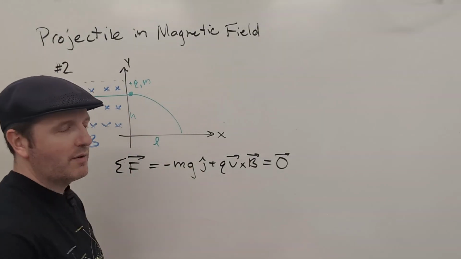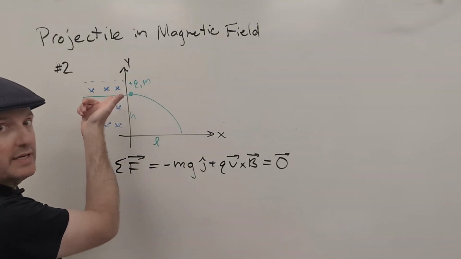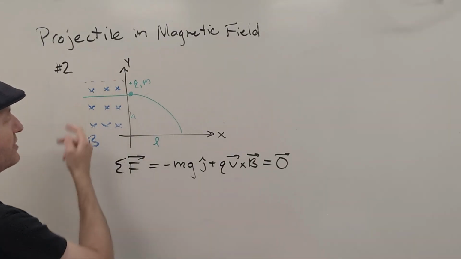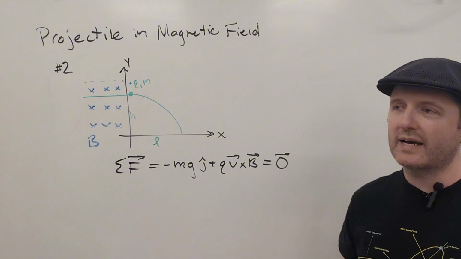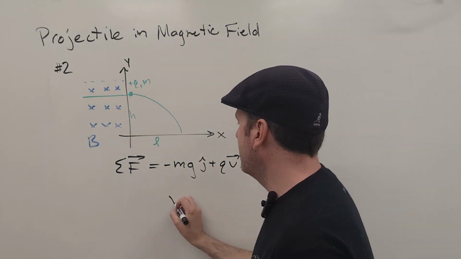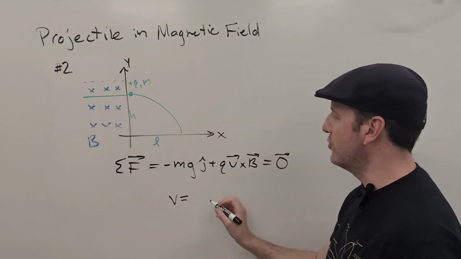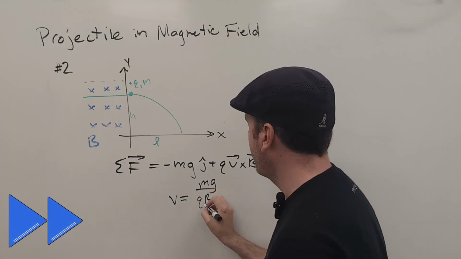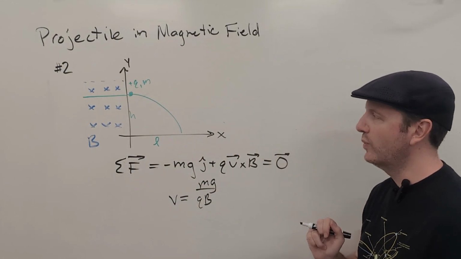The exact same argument from before follows through. You can do your right-hand rule. Remember, v is this way, b is into the board, so my magnetic force is up. And then the magnitude of v cross b will just be vb times the sine of 90 degrees. So from all of that, I can immediately solve for what v is. I'm just going to have mg divided by qb. Okay, so that is the velocity that it emerges from this magnetic field with.